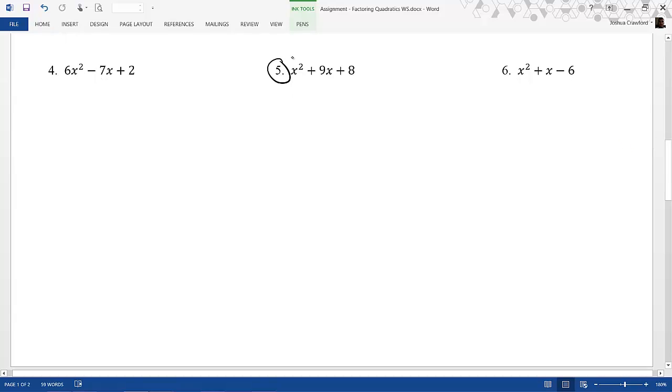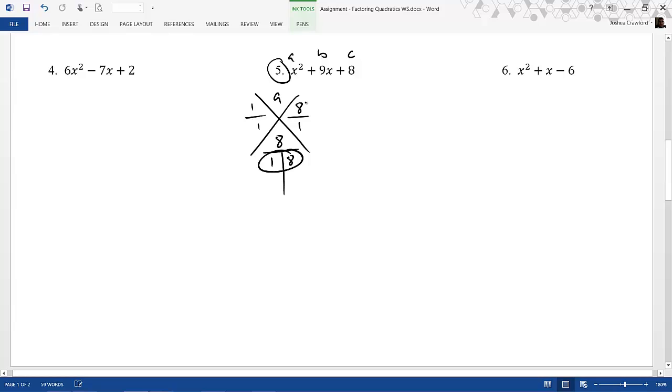Now, number 5. Label first: A, B, and C. A is 1, B is 9, C is 8, sorry. So then put your x. On top is B, so 9. Bottom is A times C, which is 8, divided by A, which is 1. Now factor 8 to see what adds to 9. 8 factors into 1 times 8. 1 plus 8 is 9, so we already found it.